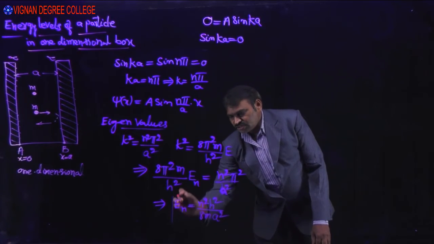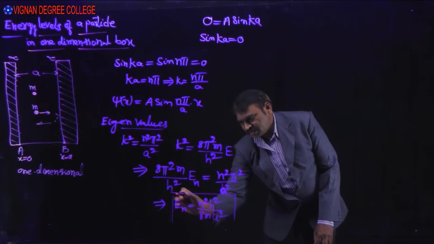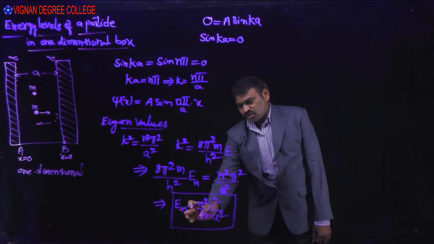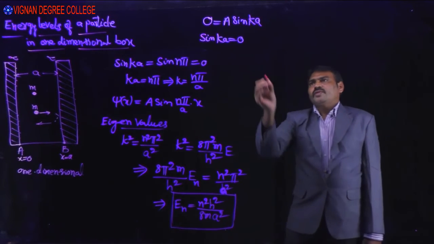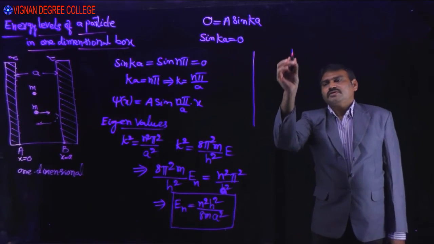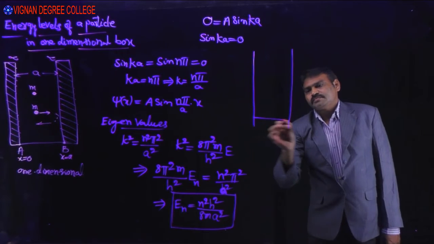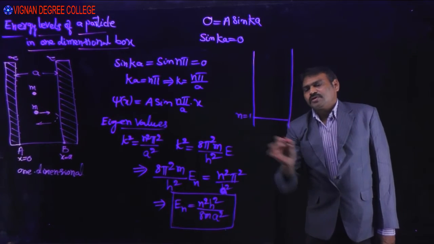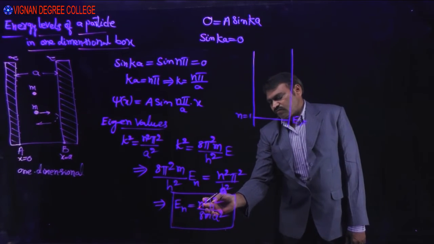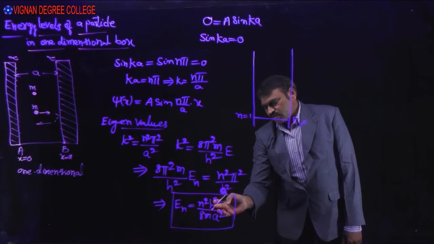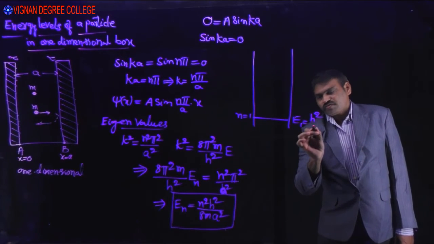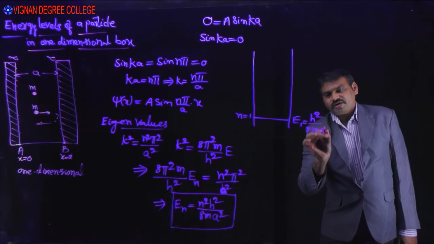E suffix n is the energy of nth level. Here n is equal to 1. If n is equal to 1, E1 is equal to 1 square into h square by 8ma square. That means E1 is equal to h square by 8ma square.